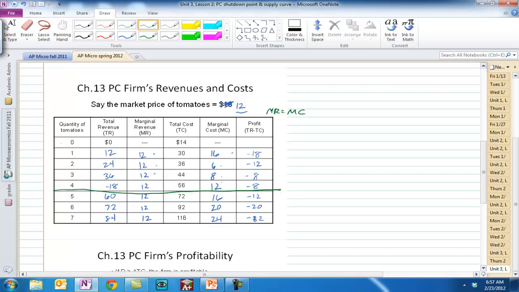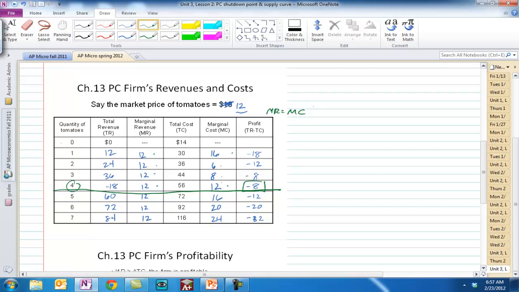That's the MR equals MC point, 12 and 12. So the firm should produce, if the price is $12, 4 units. And their outcome here is that they're going to lose $8 when they produce 4 units. But remember, their fixed cost is $14, so their choice is do we continue to produce and lose $8, or do we shut down and lose $14? And the rational thing for the firm to do is to continue to produce.